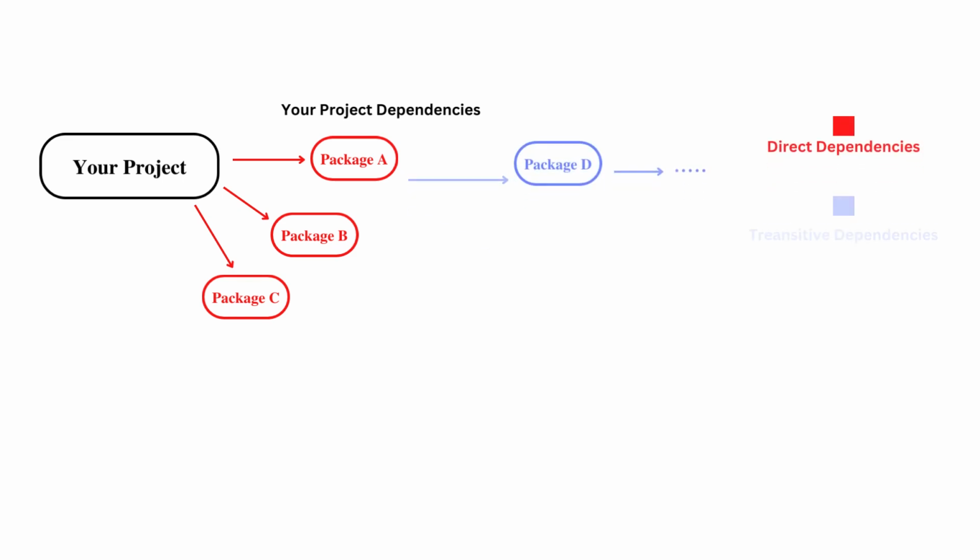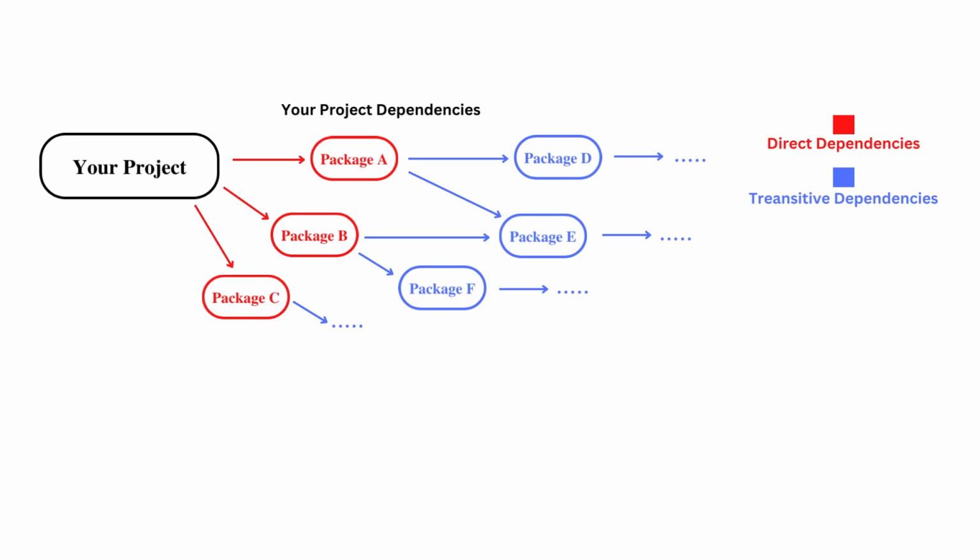Each dependency itself can have other dependencies. These next-level dependencies are called transitive dependencies of your project. With lots of direct and transitive dependencies, it's getting more complicated to manage them.